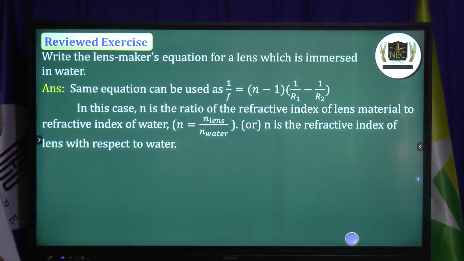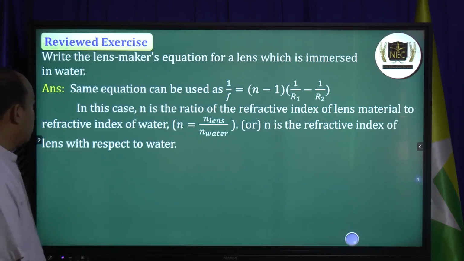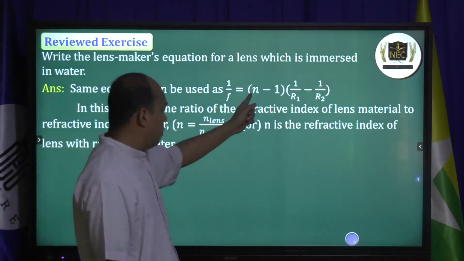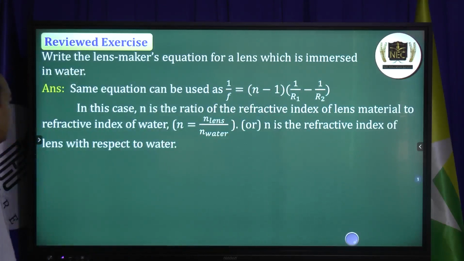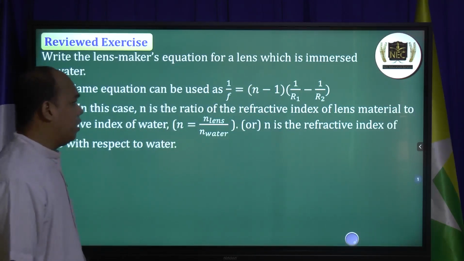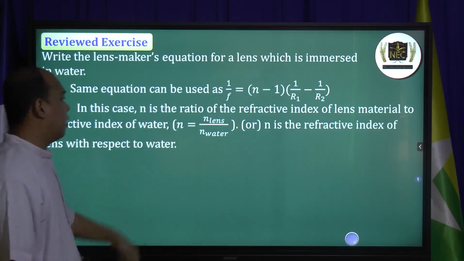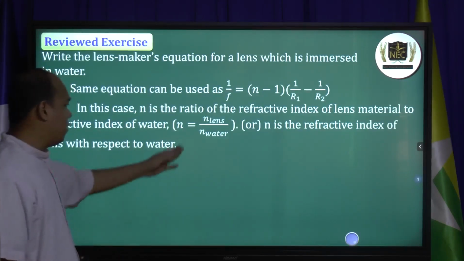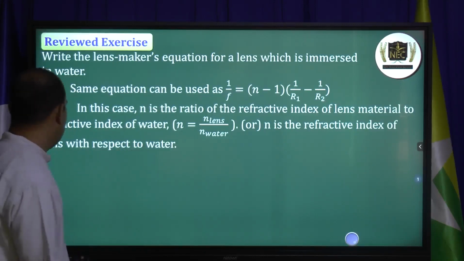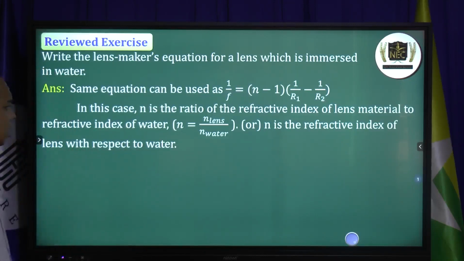Review exercise: write the lens maker equation for a lens which is immersed in water. We use the same equation, 1/f = (n − 1) × (1/R1 − 1/R2). In this case, n is the ratio of the refractive index of the lens material to the refractive index of water. That is, n is the refractive index of the lens with respect to water.